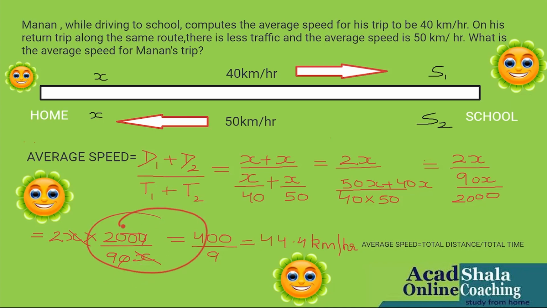So what is left, children? That is 400 upon 9. I have calculated further, simplified further. So I get 44.4 kilometer per hour. So this is the answer for this numerical.